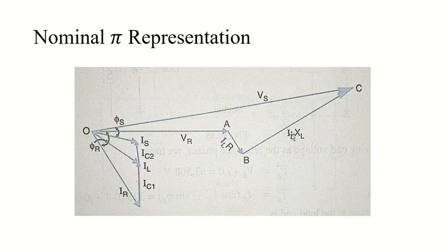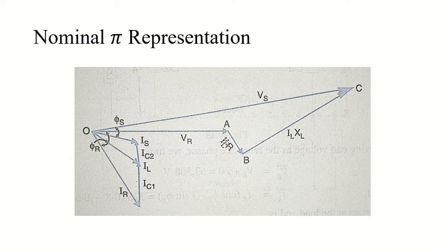Now let's quickly go through the nominal pi representation phasor diagram. If you have attended the previous lecture, it will be quite easy for you. What we are doing is taking VR as the reference. Here you can see this VR is my reference, and I am representing it with point OA. When we use points, it gets easier to indicate something, so we are using points this time, OA.